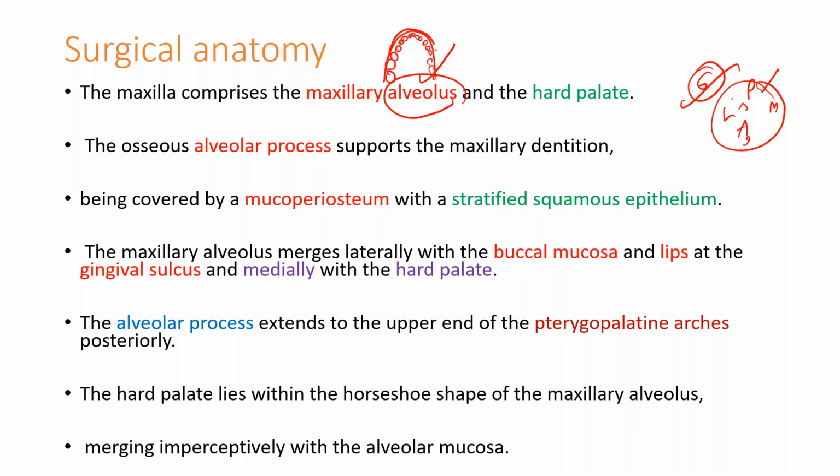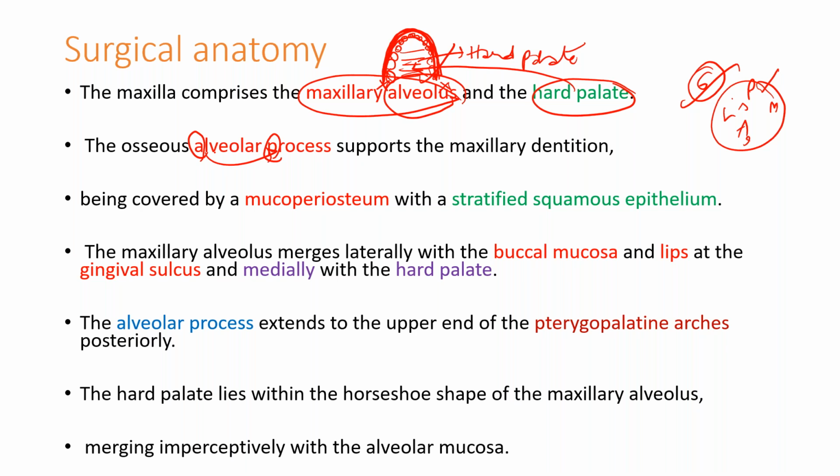So this alveolar process is the one wherein the teeth are present in the maxilla. Here will be the tuberosity and here will be the tuberosity. The one which is there in the middle is called the hard palate, as you know. So the maxillary alveolus is this one with teeth and the hard palate in the center. The osseous alveolar process supports the maxillary dentition. Wherever the tooth sockets are there, that is called the alveolar process.